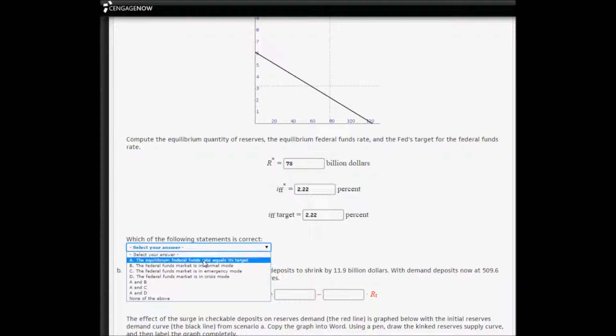Which of the following statements is true? The equilibrium federal funds rate is equal to its target. The federal funds market is in normal mode. That is true. So it's not in emergency mode and it's not in crisis mode. So it looks like A and B.